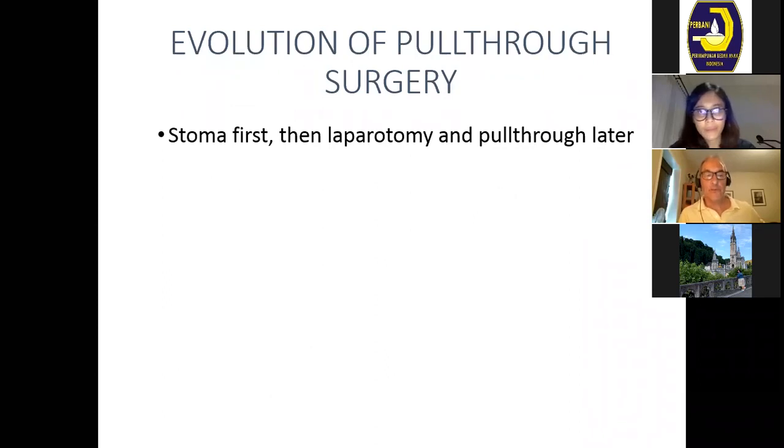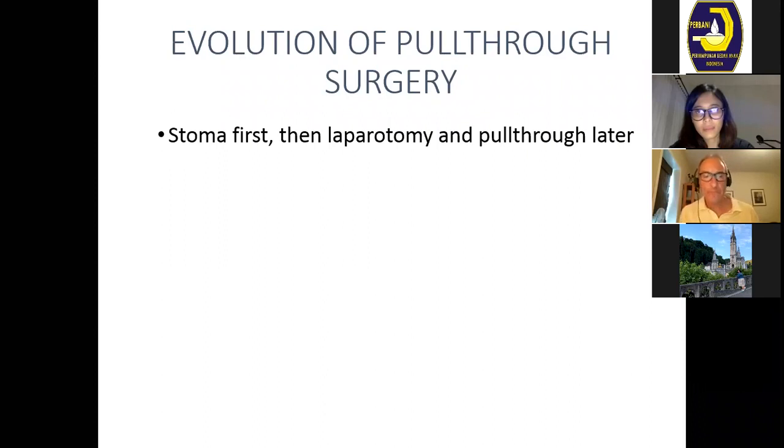So there's been an evolution in pull-through surgery that I've witnessed because I'm now old enough to have been trained in the days when every baby with Hirschsprung's disease got a stoma, a colostomy usually, although if it was long segment disease, it would be perhaps an ileostomy. But every baby got a stoma. And then later on, they had a pull-through done, and the pull-through was always done through a laparotomy.